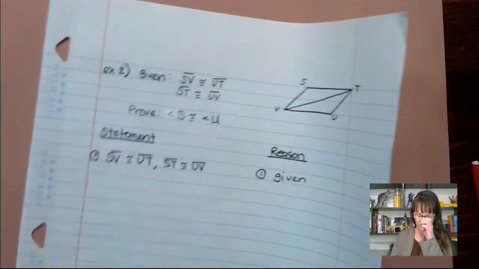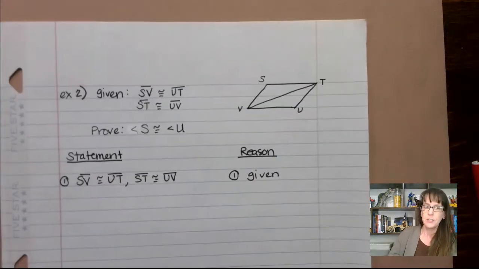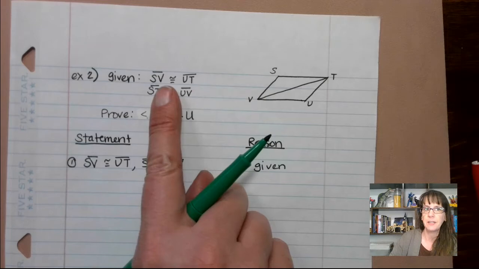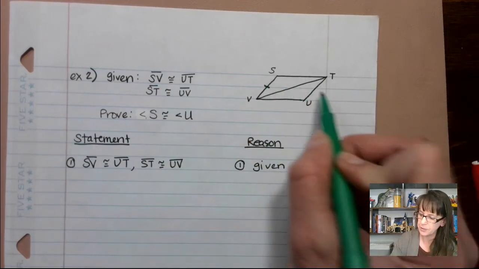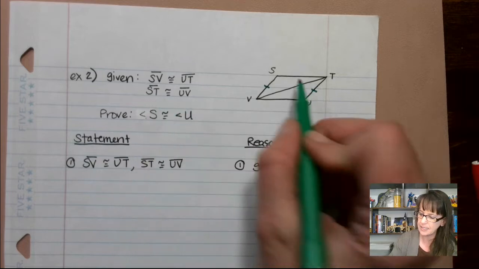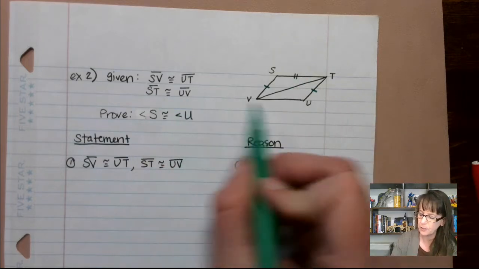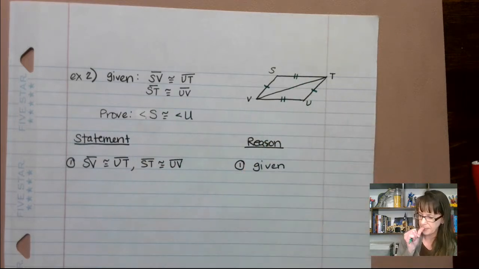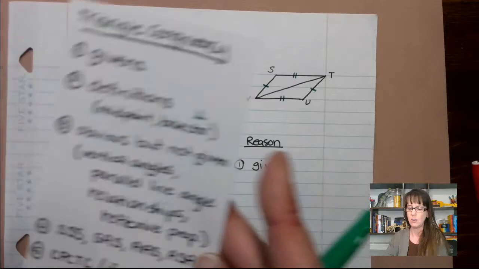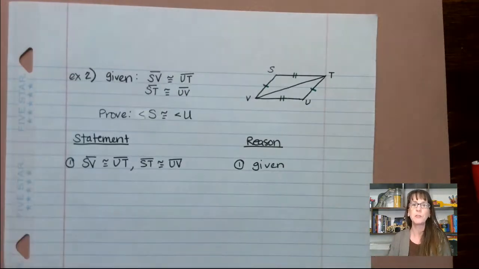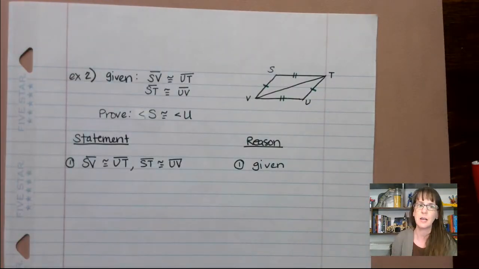Okay, let's try another one here. So for this one we are told SV is congruent to UT, and ST is congruent to UV. Okay, we need to prove that angle S is congruent to angle U. This is a little different because like we've been doing so far, we've just been proving triangles are congruent. We're still going to stick to that method.